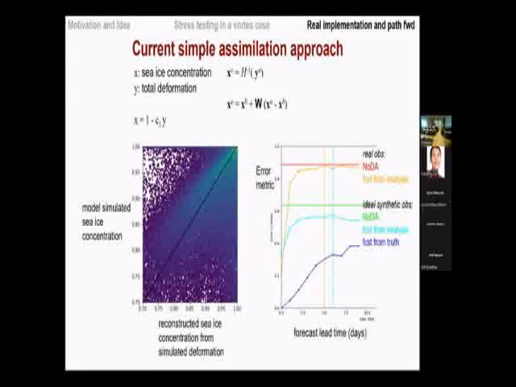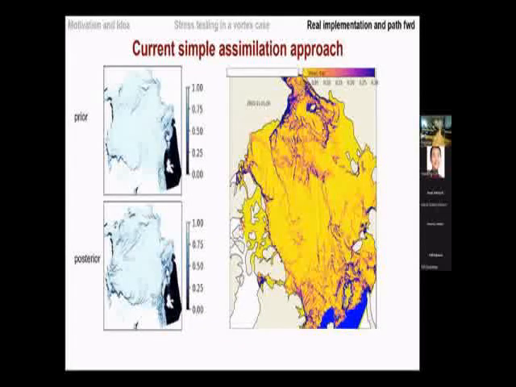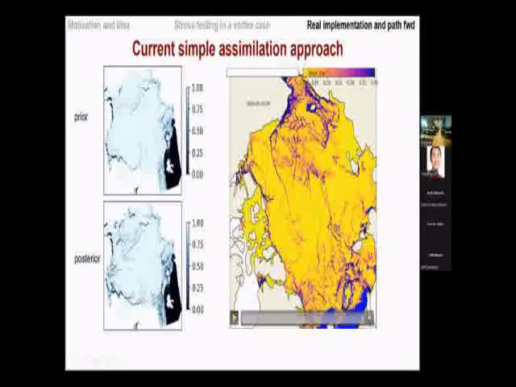But we still use that to change our model CIS concentration with the information here. And it's still going to decrease some error, and the error will increase back in the forecast, and that buys us some extra forecast lead hours, maybe a lead time of 2 days or 3 days, but it's not optimal. So here's an example of this current simplified assimilation scheme.